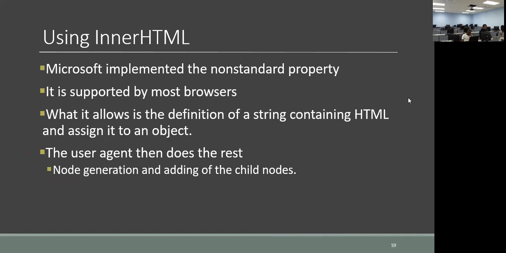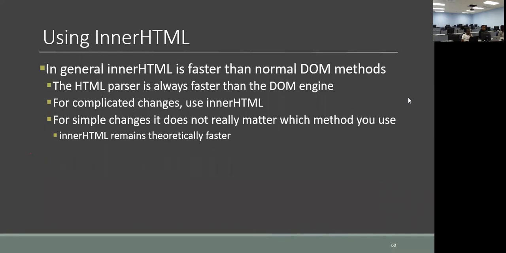So nothing about adding a child, appending a child, appending a sibling, removing old nodes, nothing like that. You just type in the new HTML that you want, and boom, it writes in the new HTML. The user agent, the browser, does the rest. So innerHTML is faster than normal DOM manipulation, because the parser is always faster than the DOM engine. It's the HTML that's doing the work.